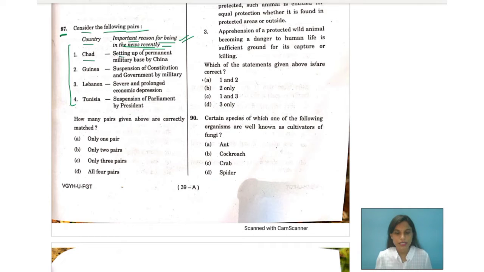Chad is in the news because of the setting up of a permanent military base by China. Pair one is incorrect. What about Guinea? Why is it in the news? Because of suspension of constitution and government by the military. Yes, this one is correct.